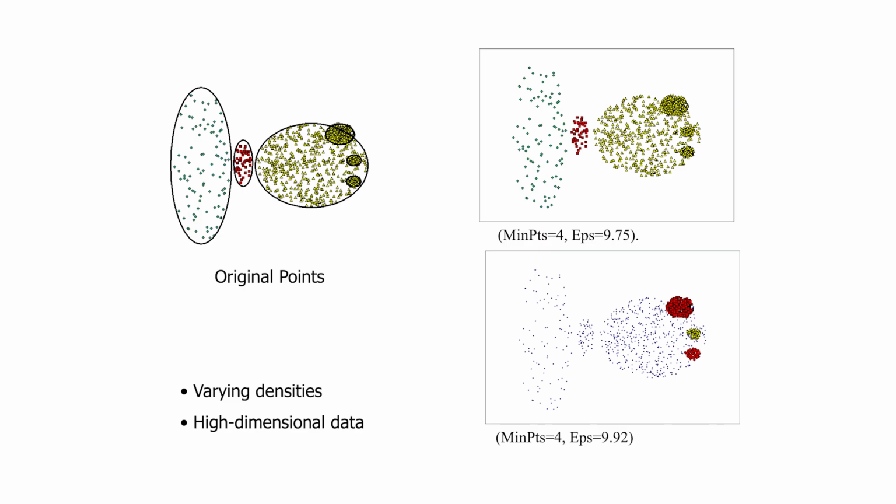As with everything in life, DBScan also has its limitations. For instance, if you have data that has varying densities in terms of clusters, you will have a hard time trying to find those clusters with DBScan. DBScan also does not work very well with high-dimensional data, and that's also a limitation.